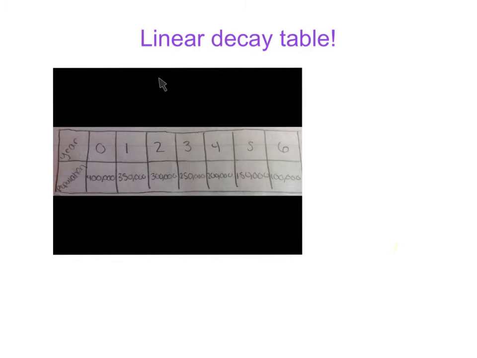This is our decay table. This shows that every year it decreases by 50,000. So for the 0 year, we have to put 400,000 since that's the initial value and the y-intercept. So each year it decreases by 50,000. 400 minus 50 equals 350, so it would be 350,000. And so on and so forth until you get to the prediction value, which is 100,000.